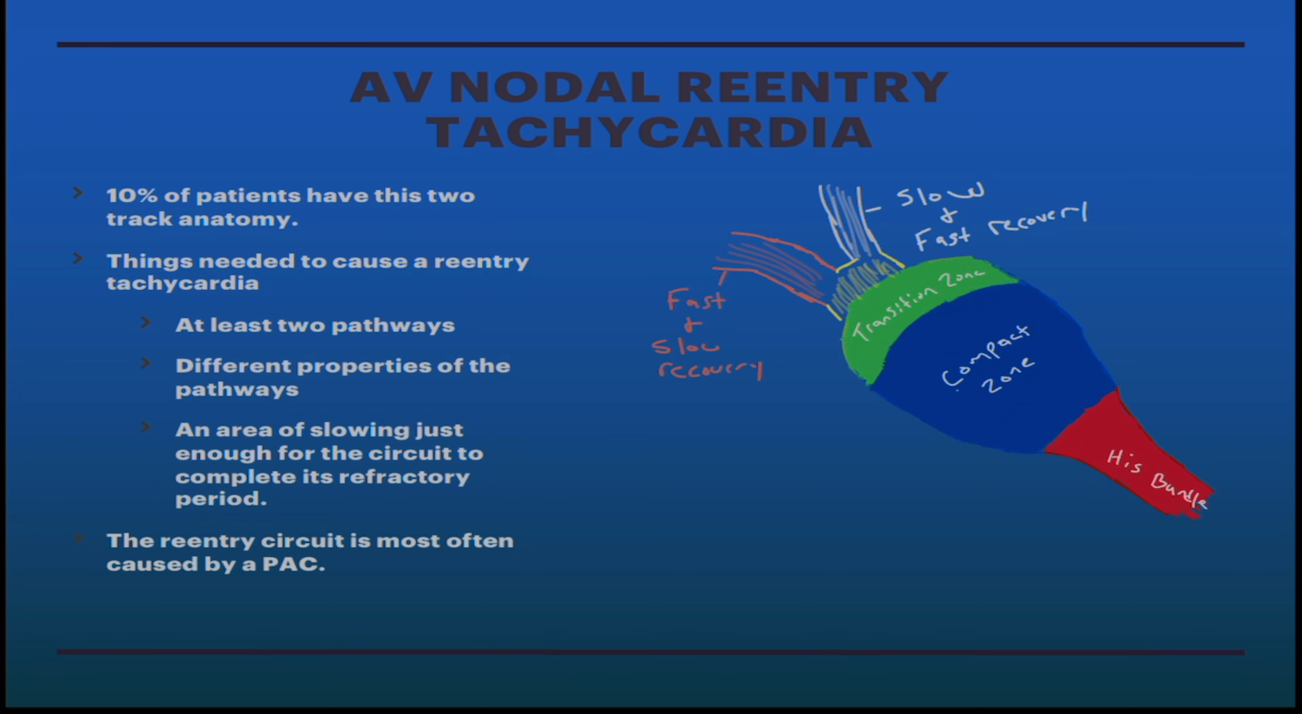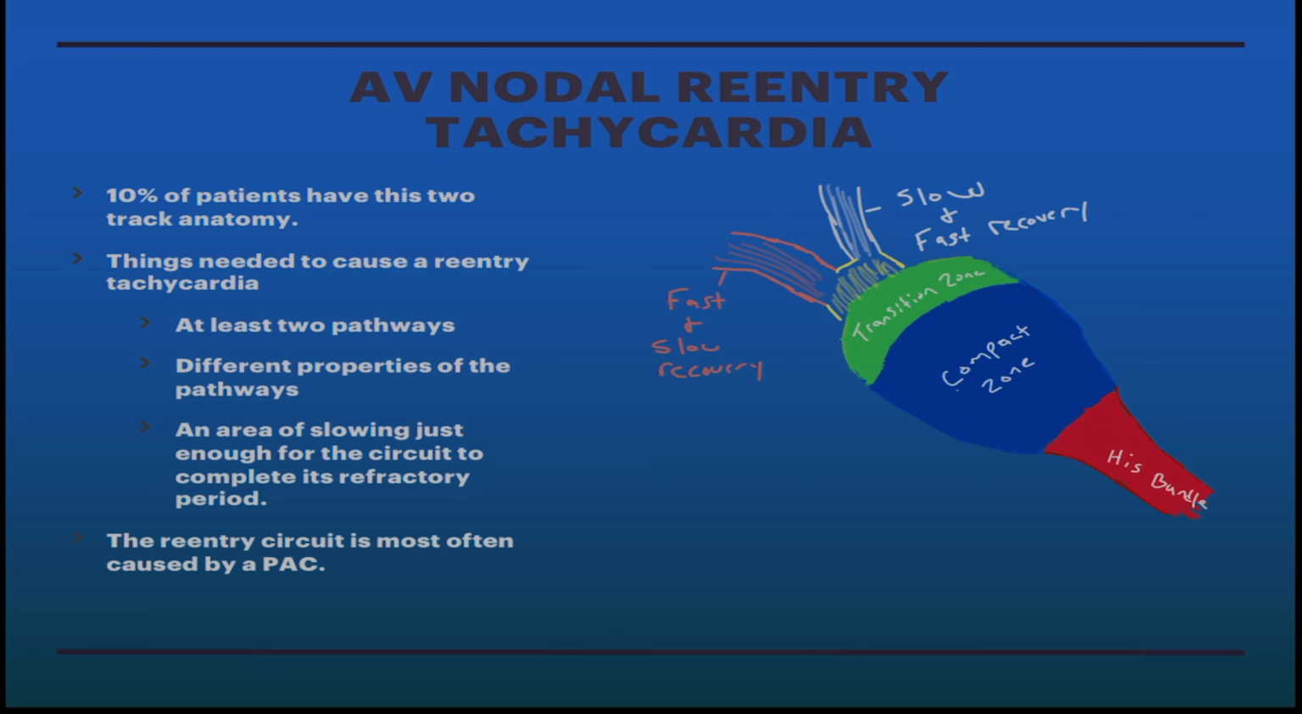What happens 99.99% of the time in patients with this 2-track anatomy is the impulse travels down the fast track into the AV node. And then, remember we talked about it branches off, and it also starts to travel back up the slow track, where it cancels out the impulse coming in from this way. They cancel out right here, and the reentry pathway is not created. And that's what happens 99% of the time.